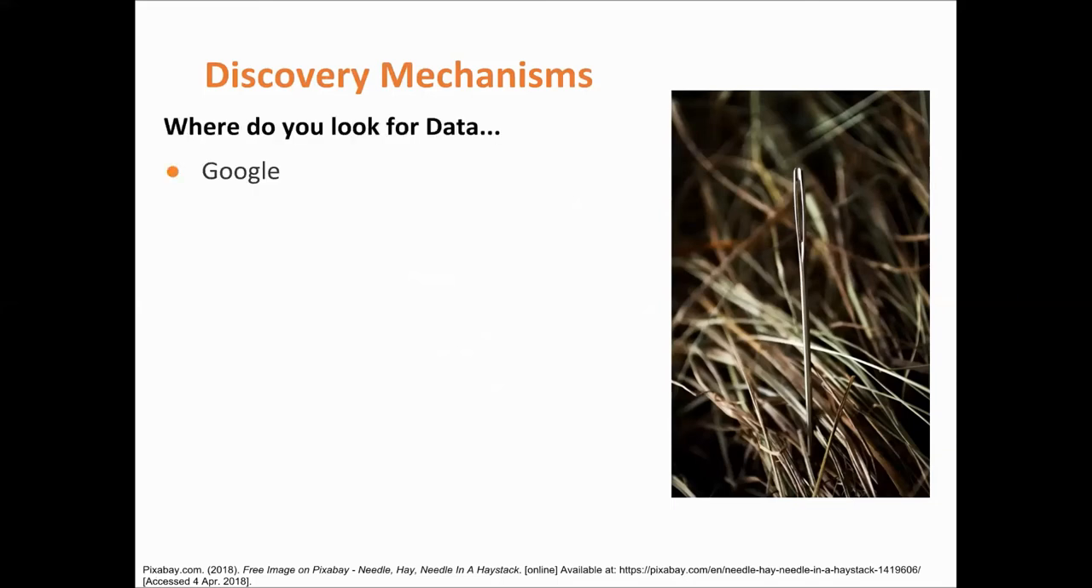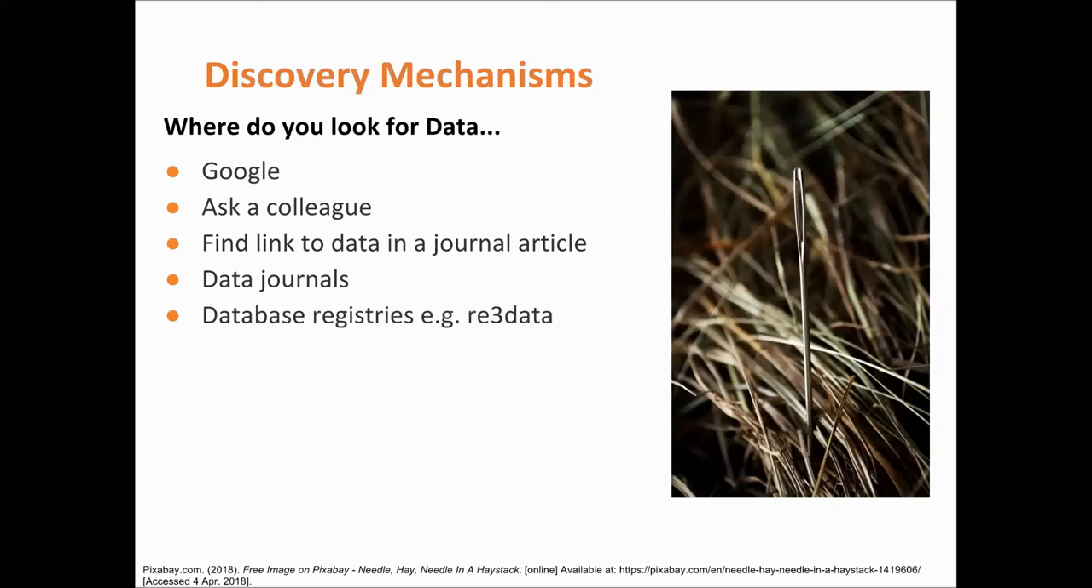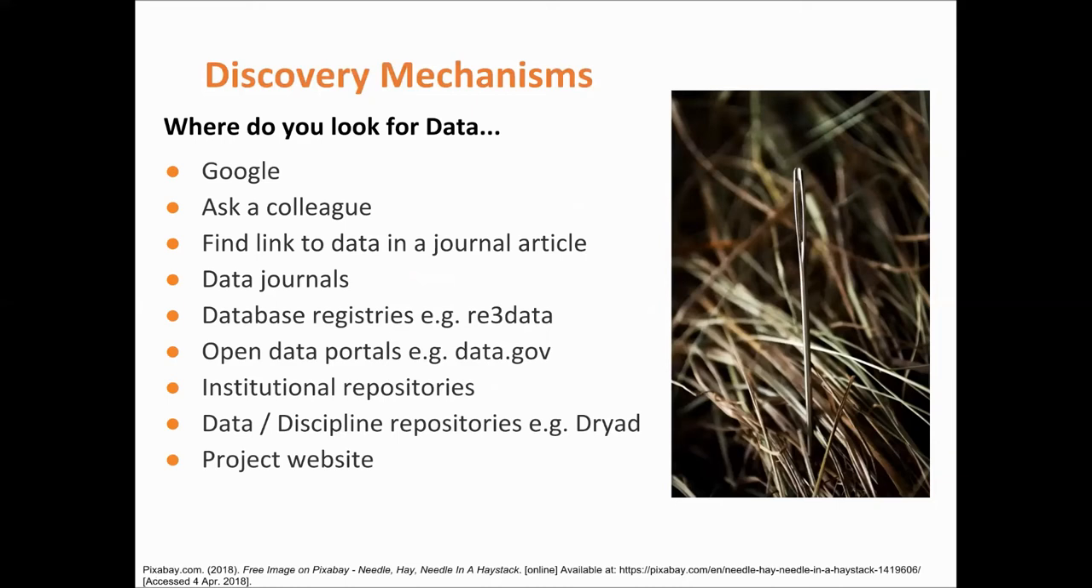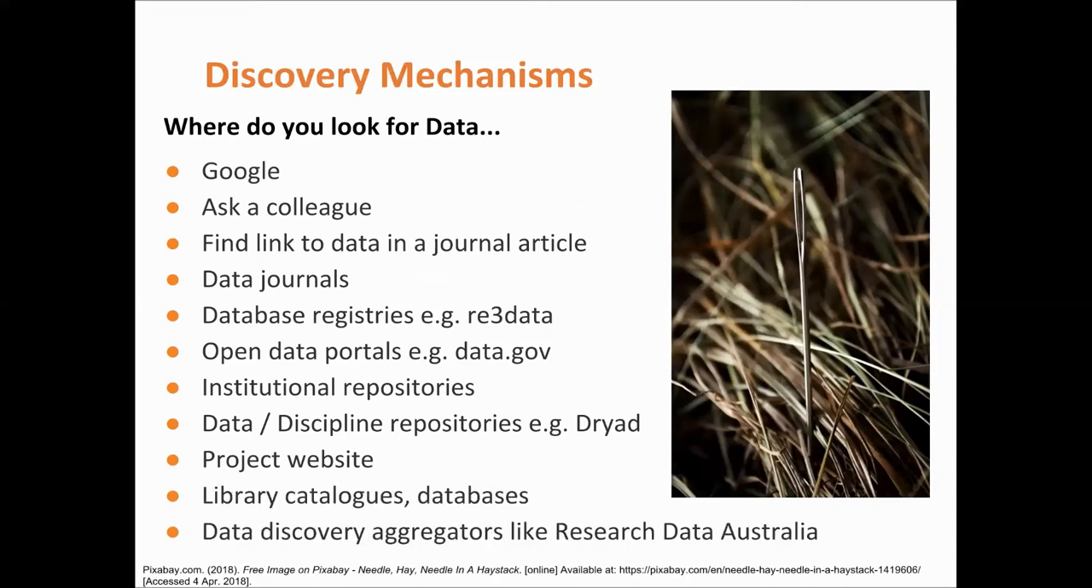So Google, of course, who doesn't always hit up Google first. Asking a colleague for data is also very common. Checking out project websites or disciplinary resources is another avenue. But the two that we're going to touch on in a little bit more detail are the generalist Research Data Australia, re3data, and we'll talk about some bio-specific repositories as well.